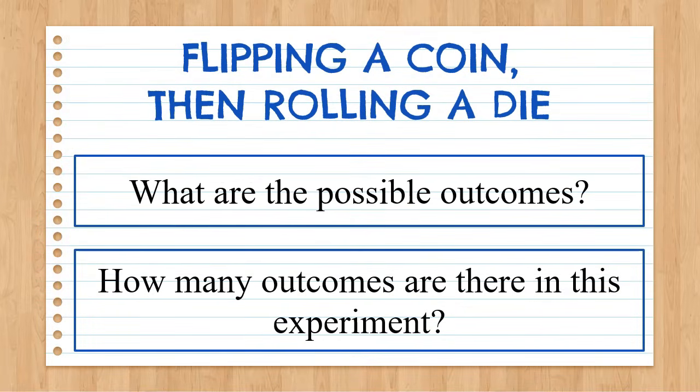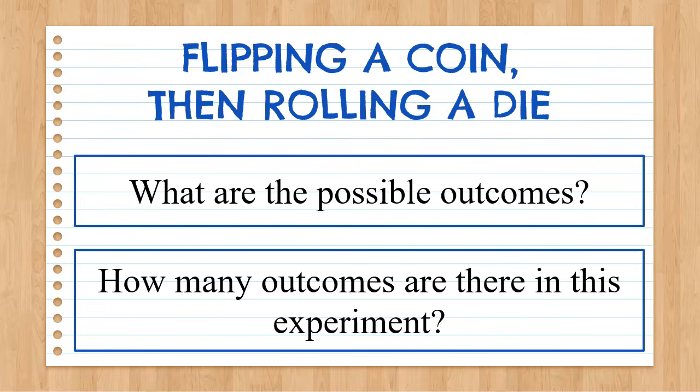Consider this experiment: flipping a coin and then rolling a die. What are the possible outcomes and how many outcomes are there in this experiment? This time, it's a little bit more difficult than the previous one. It's just like a combination of two experiments: flip a coin, then roll a die. So we expect a lot of outcomes here. It's better to use a more systematic way to avoid mistakes.